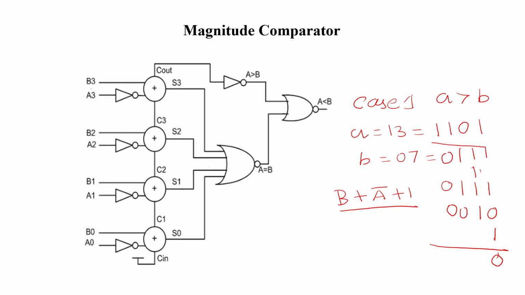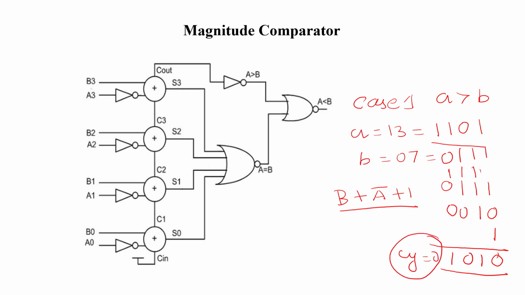1 plus 1 plus 1, sum is 1, carry value 1. 1 plus 1 plus 0, sum is 0, carry value 1. 1 plus 0 plus 0, sum is 1. So after addition, you don't get carry. So now carry value is 0.